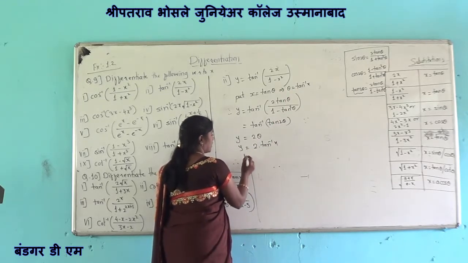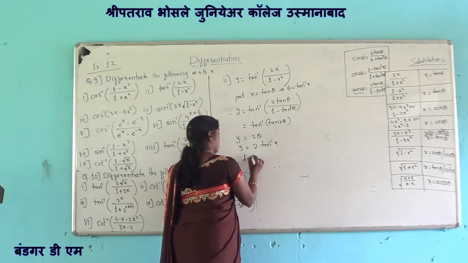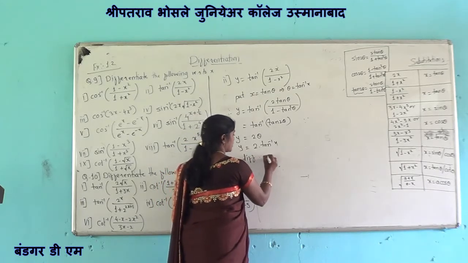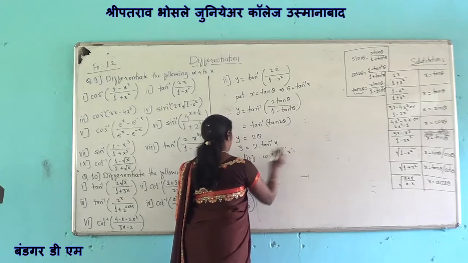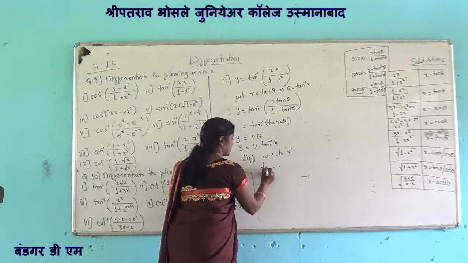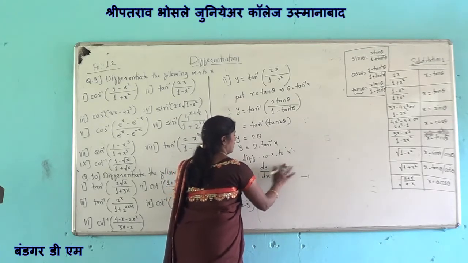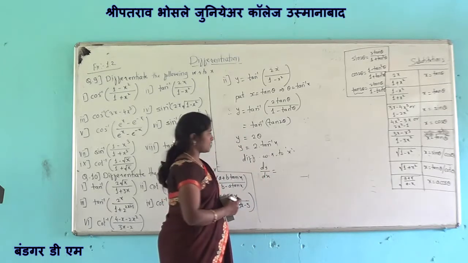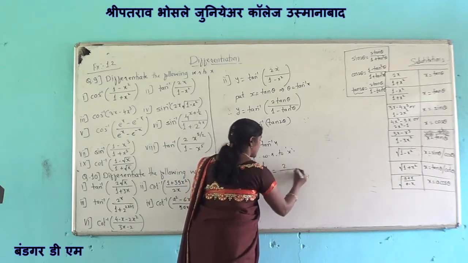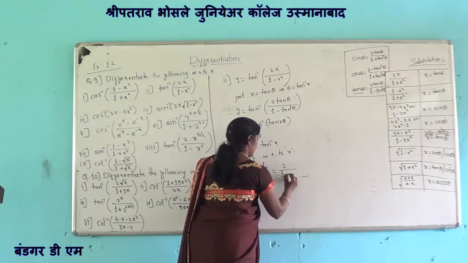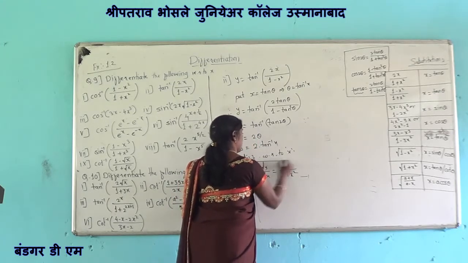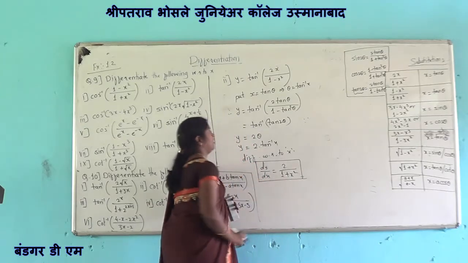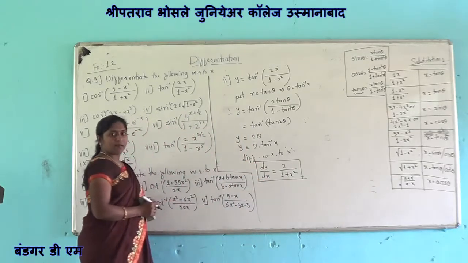So, for the required derivative, differentiating with respect to x, we get dy by dx is equal to 2 times the derivative of tan inverse x, or dy by dx is again 2 upon 1 plus x square. This is our second example.